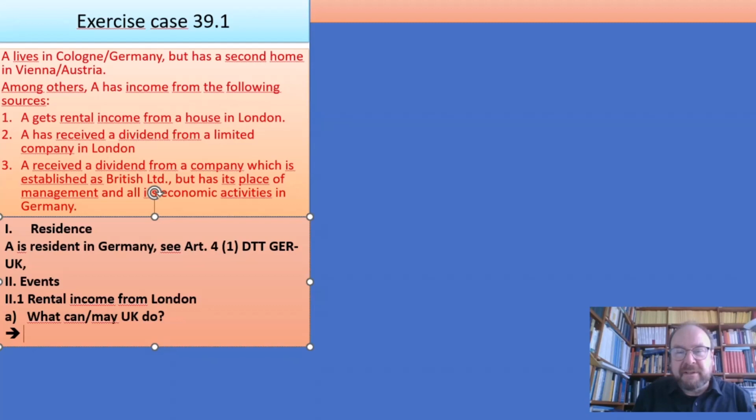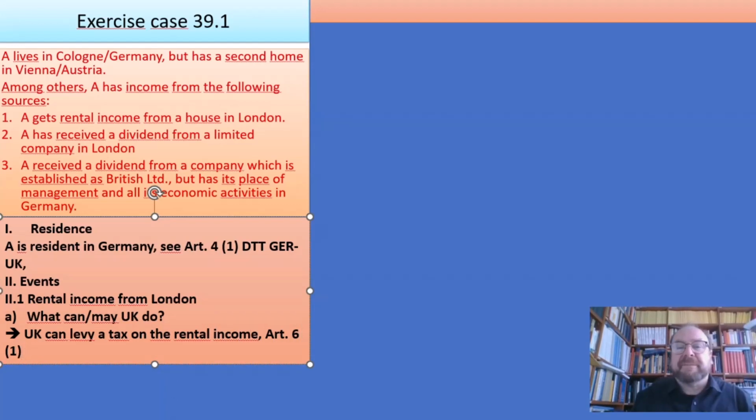OECD Model Convention article, and it would say that this rent can be taxed where the house is located, so that the UK can take a tax. That's our suspicion. UK can levy a tax on the rental income, and we suppose it's Article 6.1. However, again, we are going to check if that is not only our idea, but also really taken over from the OECD Model Convention into the British Treaty, and if we can really find it at the same place with the same words. So let's have a look.